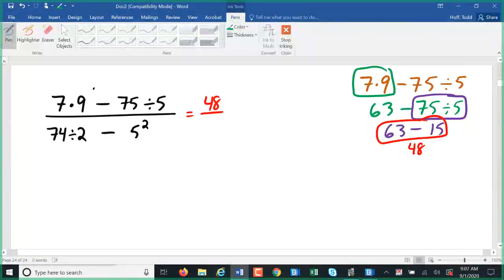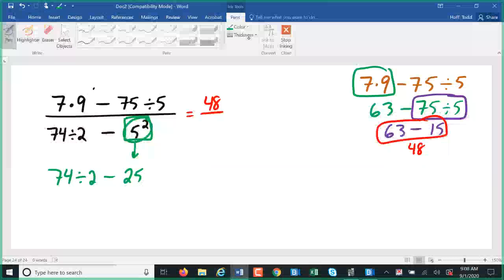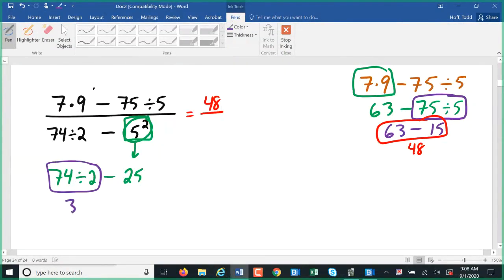Now to the bottom part, below the fraction bar, there are no other enclosing symbols there, but there's an exponent, 5 squared. 5 squared, of course, is 5 times 5, or 25. Now I have the division. 74 divided by 2 is 37. And now all that's left is the 37 minus 25 is 12. So the bottom of that fraction becomes a 12.